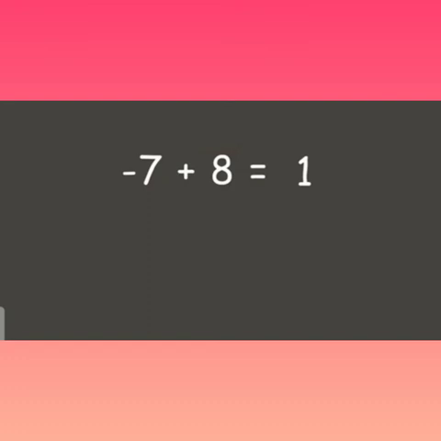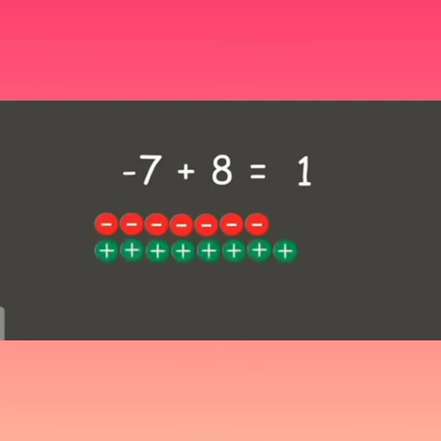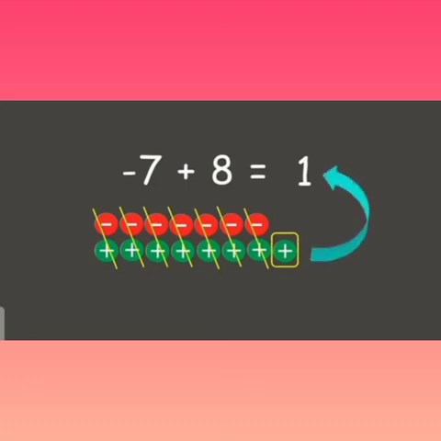Now let us check if our answer is correct. We have 7 negatives plus 8 positives. Again, we need to cancel out the pair of 1 negative and 1 positive. There you go. Now we have 1 positive left. Therefore, our answer is correct.